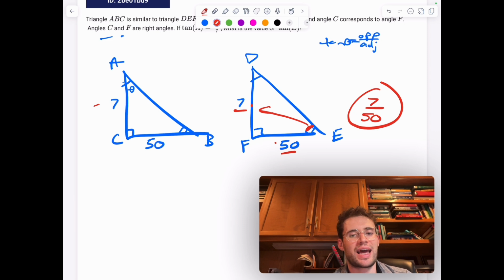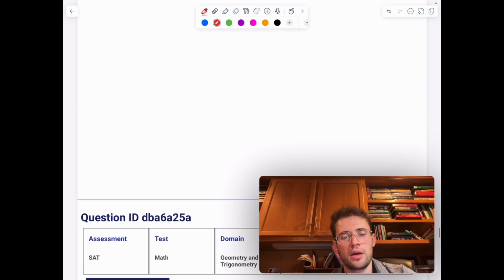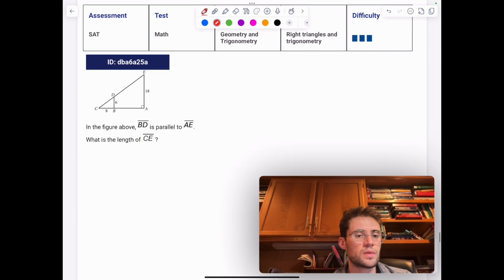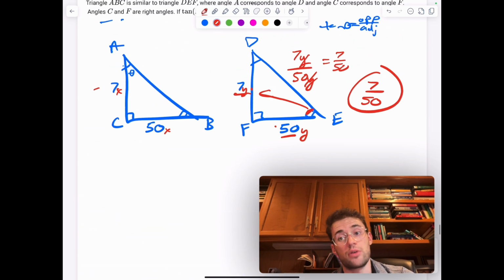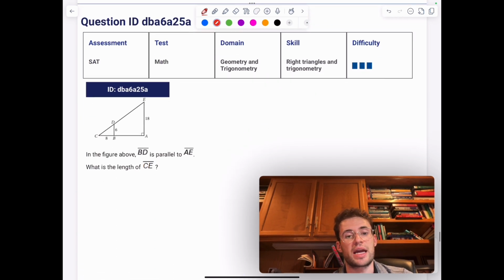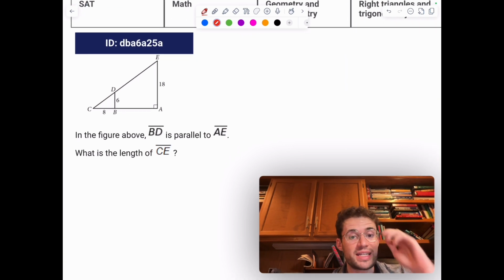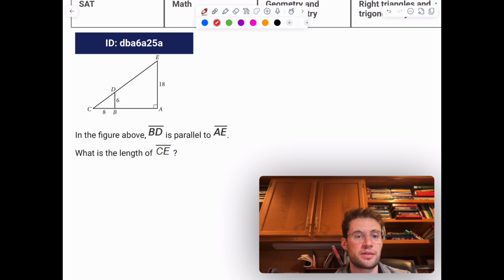Right? So if I'd written it as like 7y and 50y, like I said, and this is 7x, 50x, then when you do opposite, it would be 7y over adjacent is 50y, and the y's would just cancel out. You'd still be left with 7 over 50. So that's why I'm saying it doesn't matter. If they were asking for the length of the sides, then it would matter. Or if they're asking for the area of the triangle, or something that depends on the actual exact length of the sides. In the figure above, BD is parallel to AE.